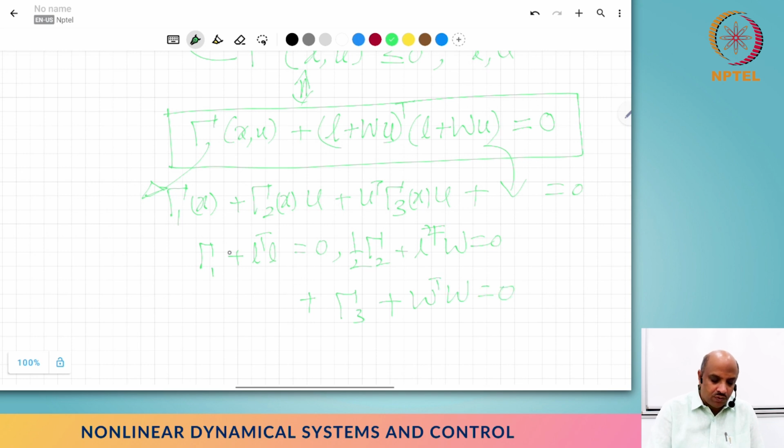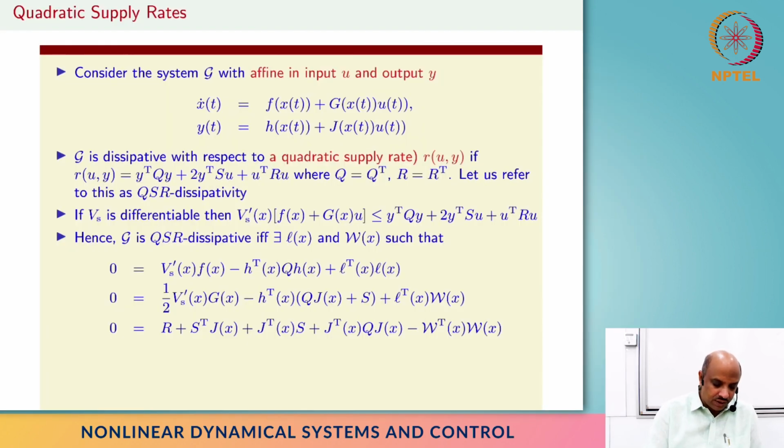So out of this quadratic expression, whenever we see a quadratic expression and equate all three powers, the constant, the linear part and the quadratic part, you get three expressions and three equations, so to speak, right? So if we do all that for our problem, what gives us is basically these very complex looking equations: V prime of x times f minus h transpose Qh plus L transpose L is equal to 0, and so on and so forth.